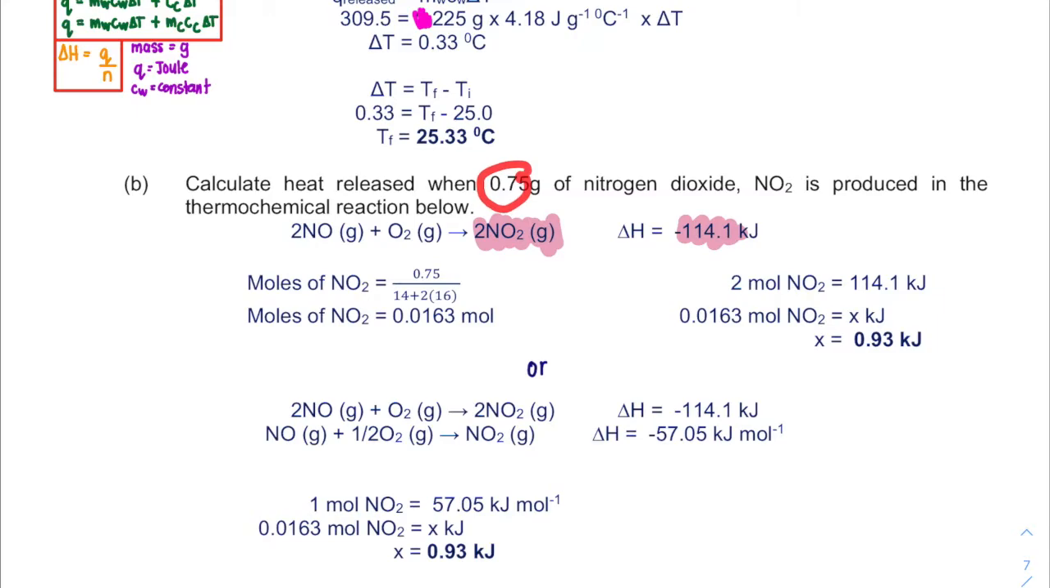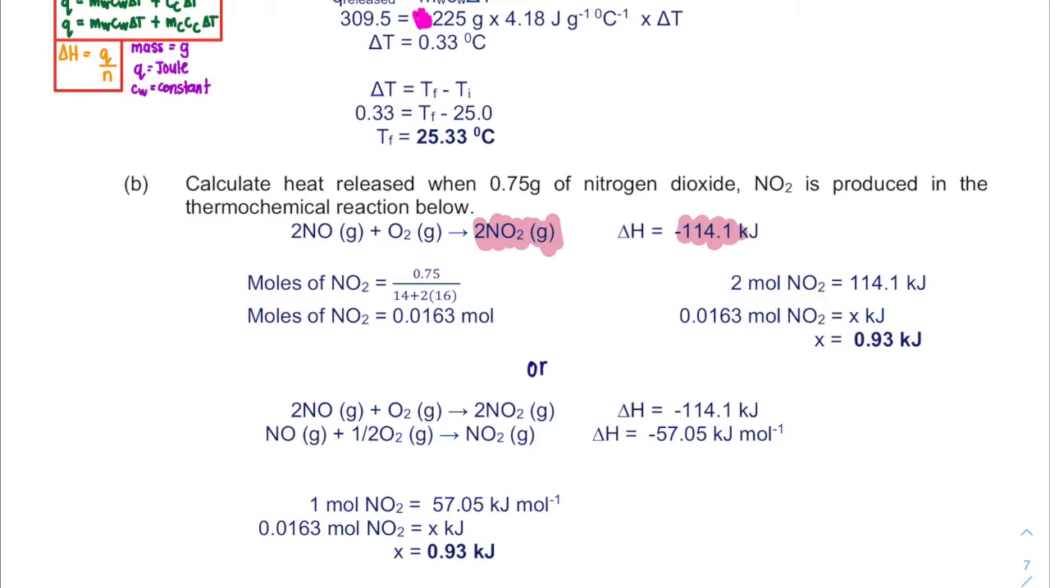0.75 divided by molar mass, dapat 0.0163 mole. Again, molar mass ni nanti is given in the list of constant, dalam exam dia beri. So, dari sini kamu boleh terus buat cross multiplication. 2 mole produce 114. Kalau 0.0163 mole, you get 0.93 kilojoule.